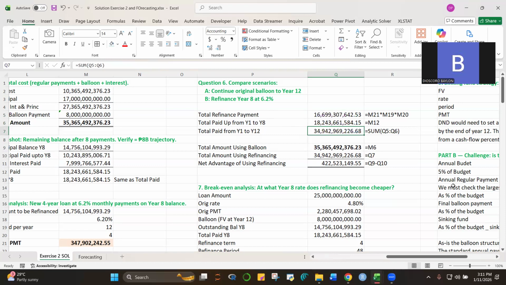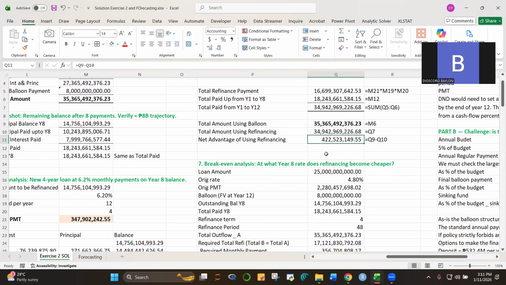So comparing option A, which is to use the balloon payment, and option B, which is to refinance, you can see that you have a net advantage of 422 million if we refinance. Based on the total cash flow, refinancing seems to be a better option because we have less total cash flow payment. The cash outflow is less by 422 million.